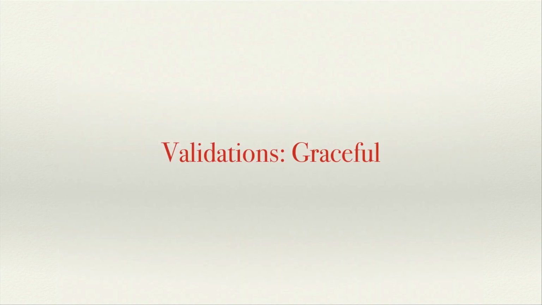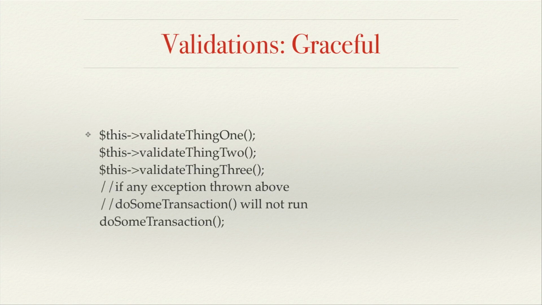Another way to do it by leveraging exceptions might look like this. In this case, we don't have any if-else. We're just going to have three method calls, which are going to be gating method calls. So if any exception is thrown above, then what's here, do some transaction, is not going to execute. It's not going to run. And you could, of course, put all these three methods in a consolidated validate everything method, right?